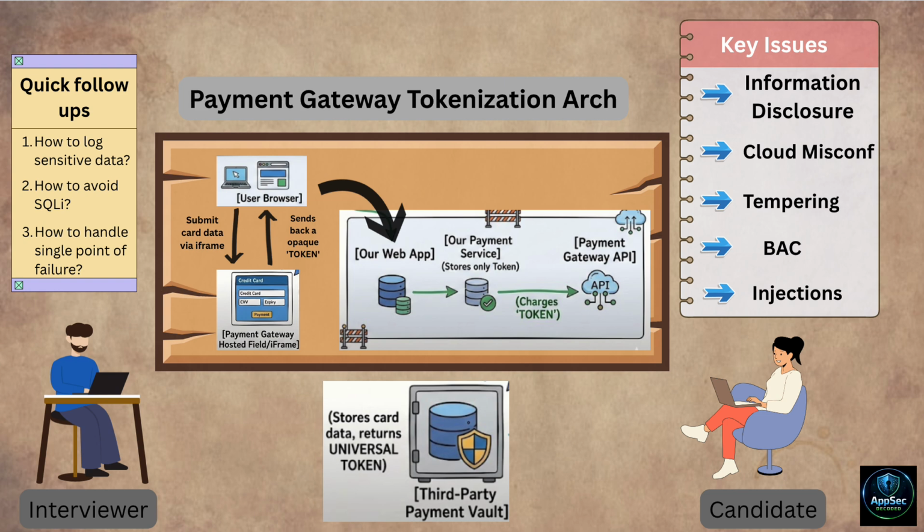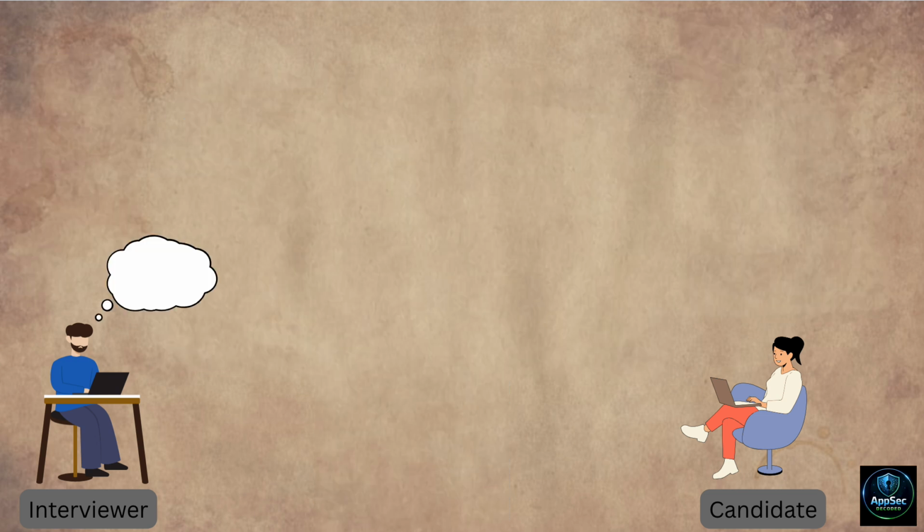To handle that, we can use a third-party vault that is independent of the gateway. The vault stores the card data and gives us a token. We then use that same token to talk to the gateway. This keeps our servers out of PCI scope. Sounds fair. Considering this as a cloud environment, can you mention the solution in layered security controls?